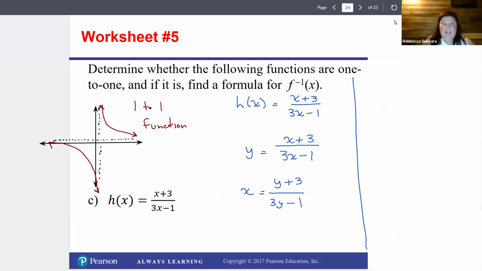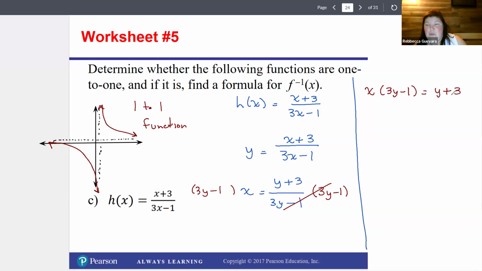Sorry about that. Let me go back and redo some of that a little bit. So I accidentally changed this to a plus. So what I should have done is multiply both sides by 3y minus 1. And then we would have had x, 3y minus 1 over y plus 3. Distribute that x. So we have 3xy minus x equals y plus 3.